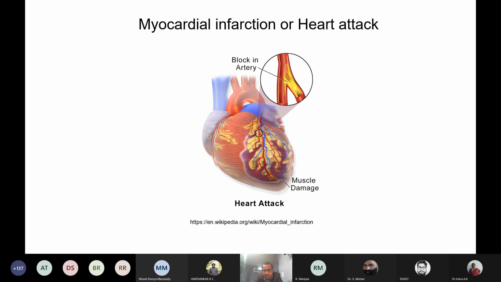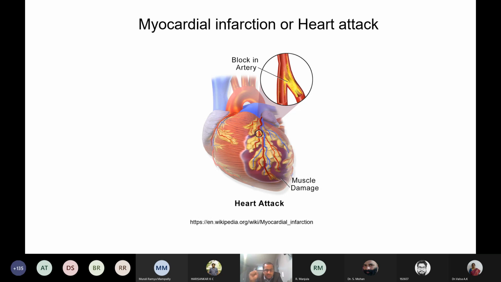So I always look at it this way. Imagine you have a wound on your skin, and you have a scar formation after a few days. The same thing happens with the heart. Since the heart is a contractile organ, we don't want a scar formation on the heart. If a scar is formed, pump function is compromised.